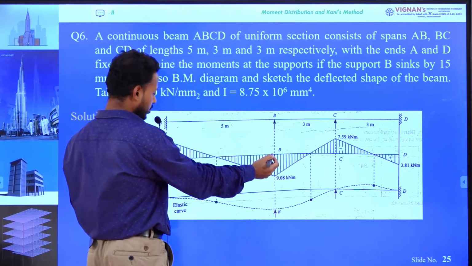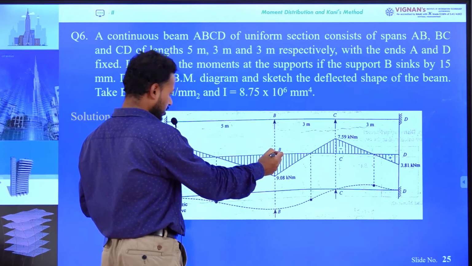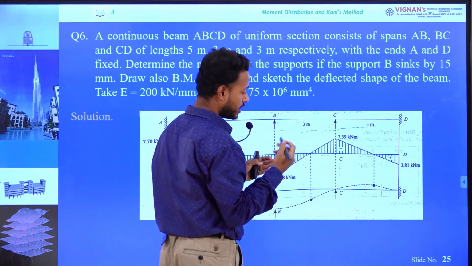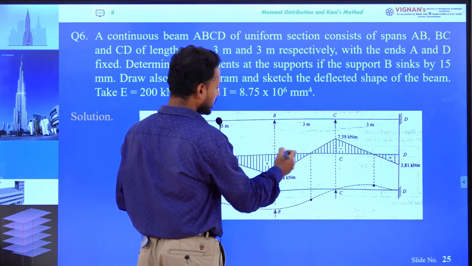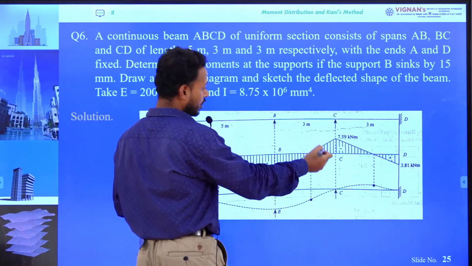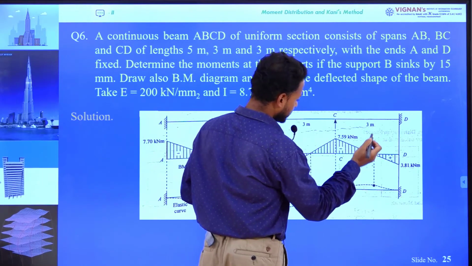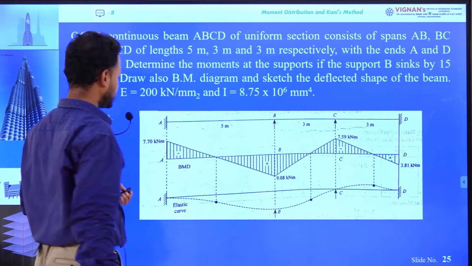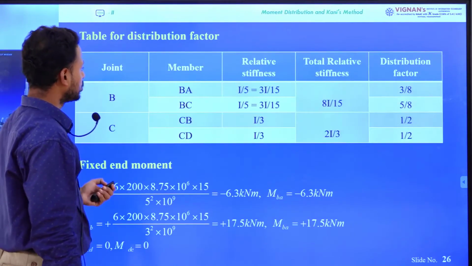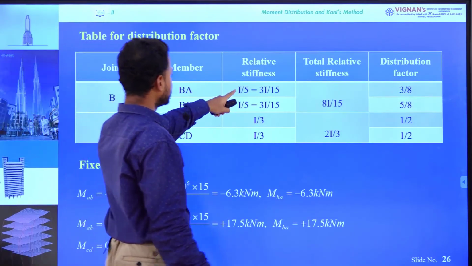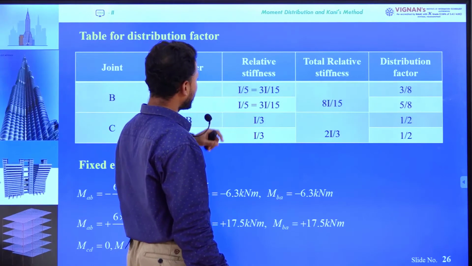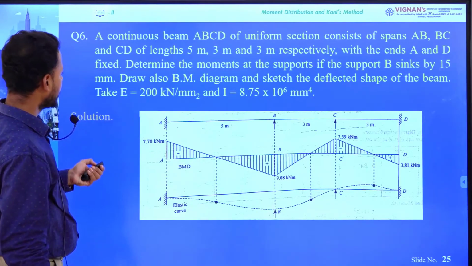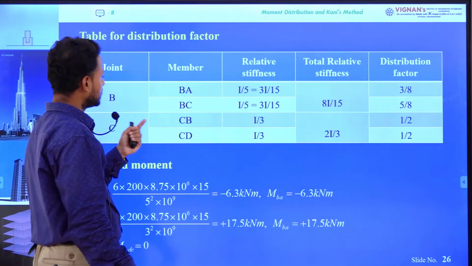The relative stiffness will be I by L in case of BA, and in case of BC the relative stiffness will also be I by L. When you are considering CB, it will be I by L. When you are considering CD, it will be I by L. In all the cases, the relative stiffness will be I by L, I by 5 throughout the span. The I is given same.